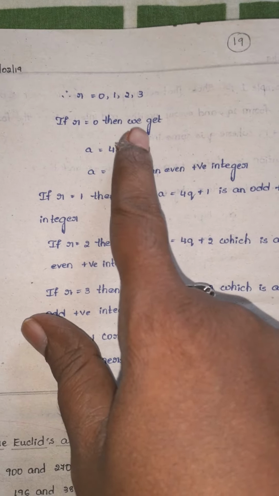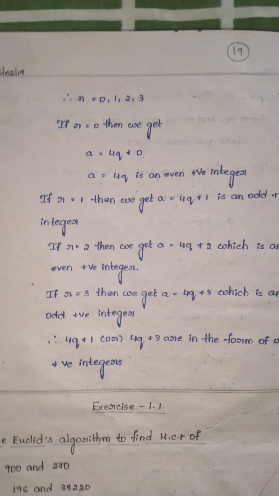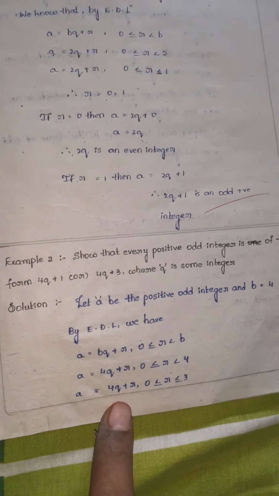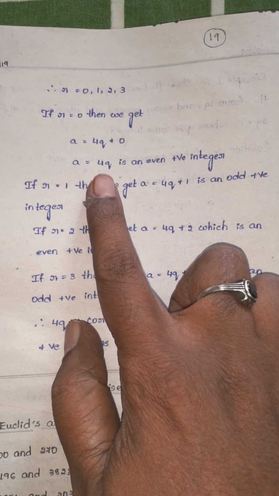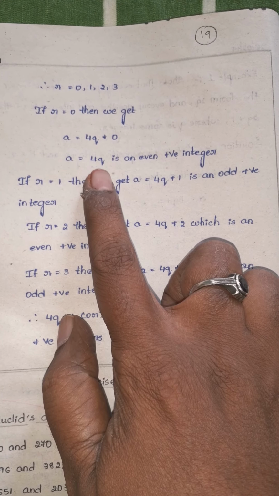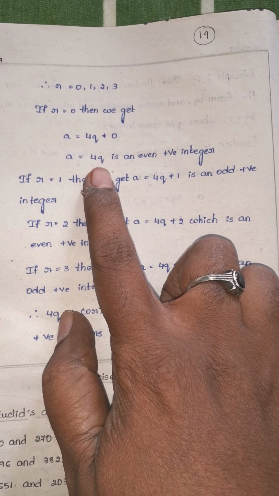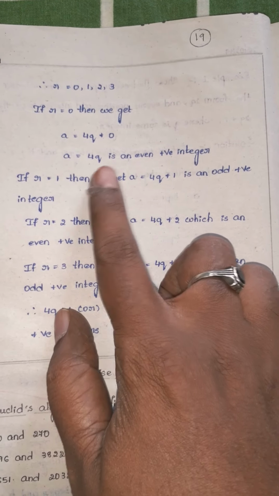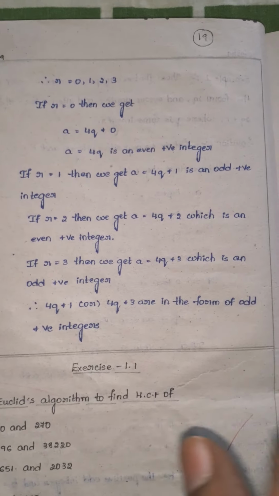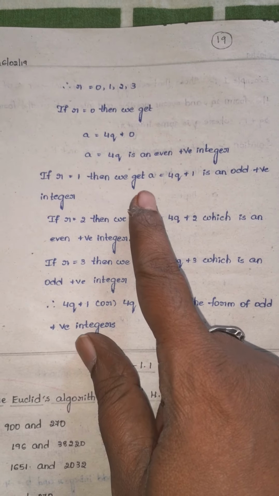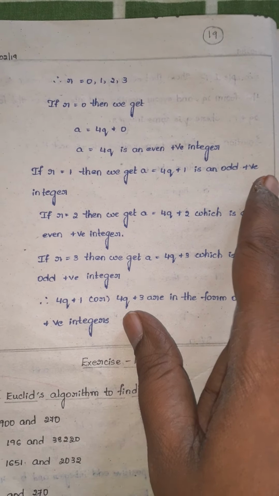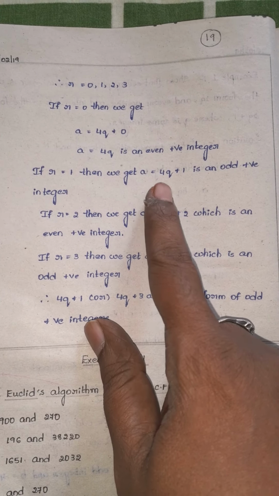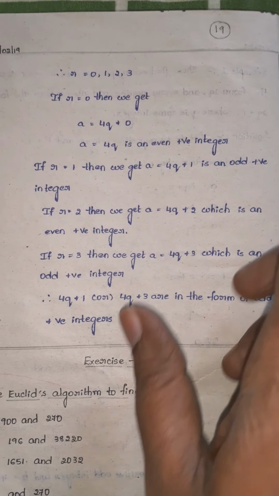If r equals 0, then we get a equals 4q plus, in place of r how much? 0. 4q plus 0 is nothing but 4q. So 4 is an even number, and if you multiply any number with an even number, you will get an even number only. So it is an even positive integer. If r equals 1, then we get a equals 4q plus 1. It is an odd positive integer. Why? Because even plus odd is odd.